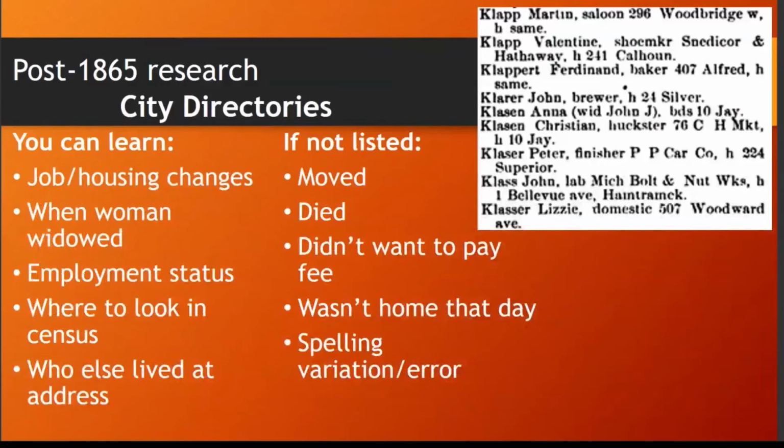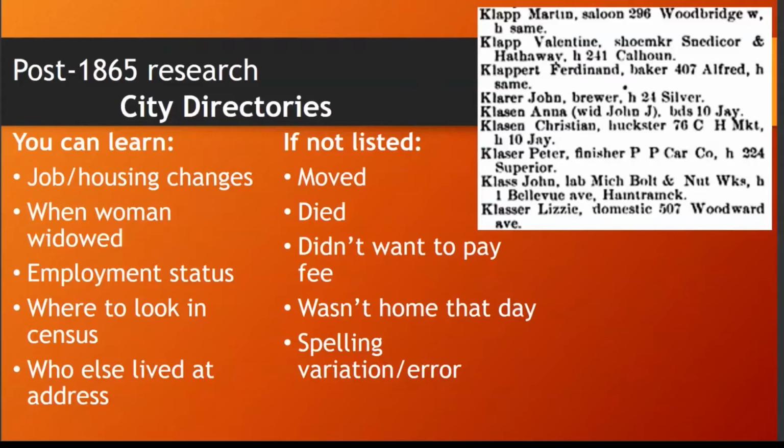Now, another good source for post-1865 research is city directories. City directories were common in the early 19th century towns. You can use them to track a family over time, and many included a racial designation. You know, the census records only took place every 10 years, but the city directories were just about every year. They're a rich source of information about occupation, address, other family members. The image on the slide shows that the occupations of the people listed included a saloon worker, a shoemaker, brewer, huckster, finisher, laborer, and a domestic.